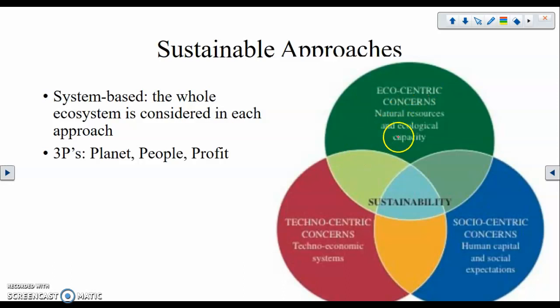Because we have to weigh all 3 of them, and sometimes there are instances in which people come first. There are certain times in which planet comes first, obviously, but it's all a balancing act. So I call this the Goldilocks approach. Not too much, not too little. We need to think about every solution as just right. The other problem with the sustainable approaches is, when we emphasize one thing, it can sometimes negatively affect other portions of the 3 Ps. So it's a little bit more complex approach.